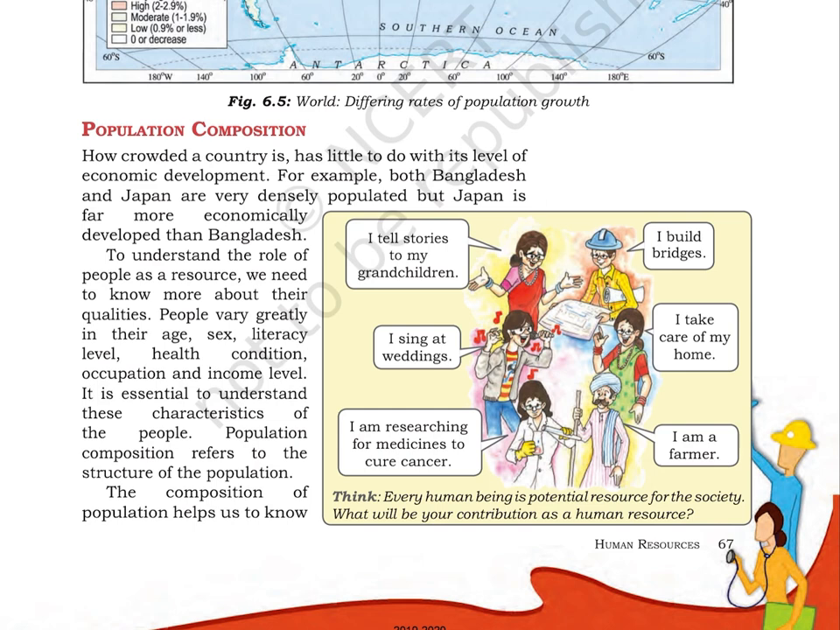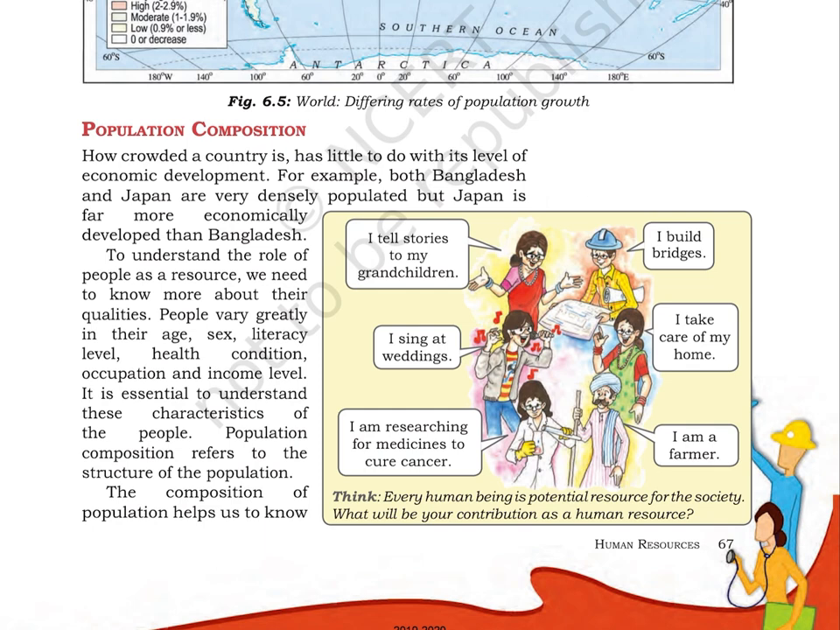It is essential to understand these characteristics of the people. Population composition refers to the structure of the population. The composition of population helps us to know how many are males or females, which age group they belong to, how educated they are, what type of occupations they are employed in, and what their income level and health conditions are. At the bottom right side of page number 67, there is a colored box.